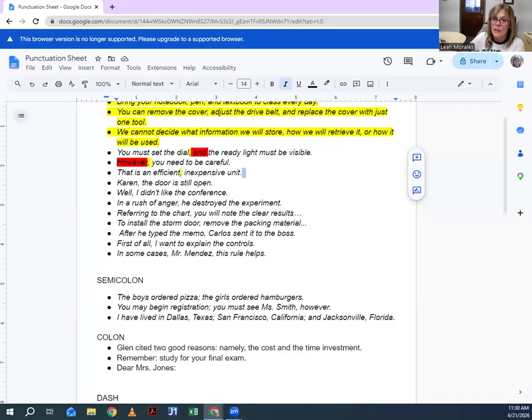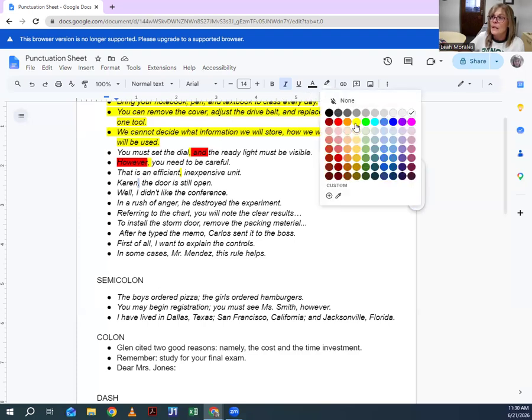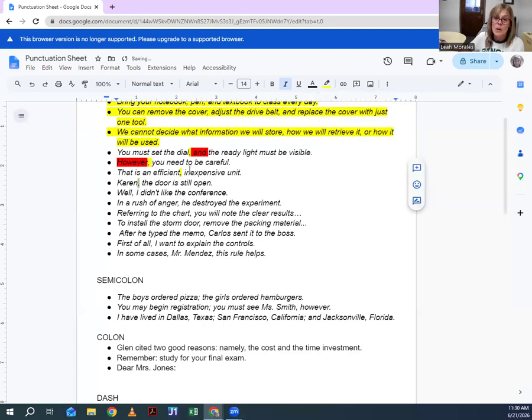And so in this sentence, we need the comma. Okay. Now we're going to move on to some introductory elements when we need commas. We need commas for nouns of direct address is what this is called. It's when you call someone's name in a sentence. Karen, the door is still open. You put a comma after Karen. Anytime you're speaking directly to someone in a sentence, you put a comma after their name.